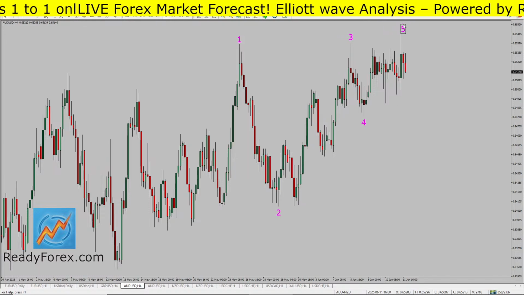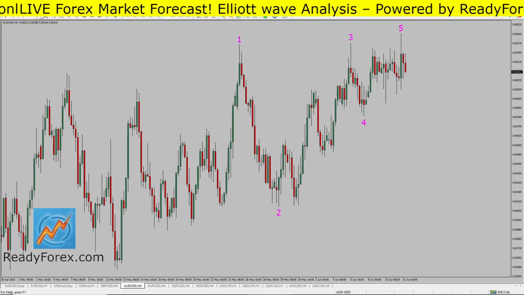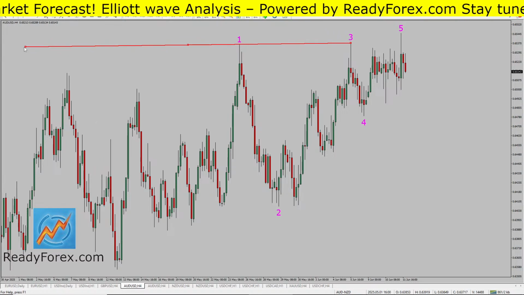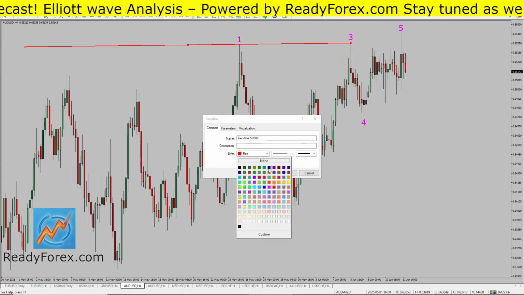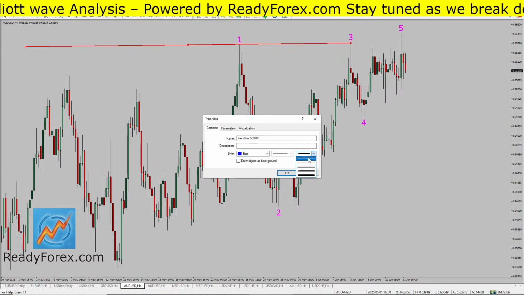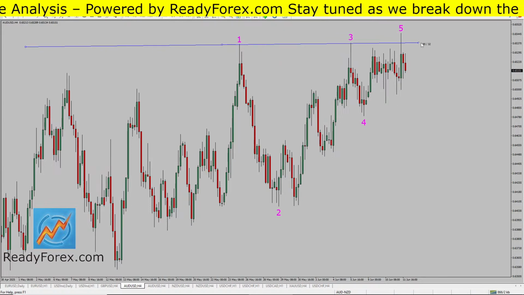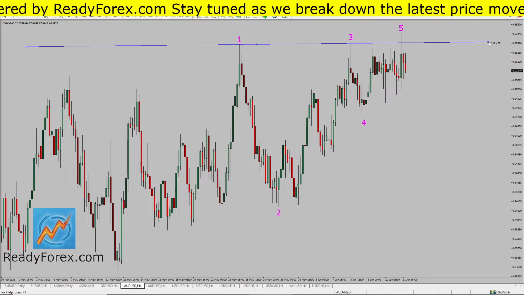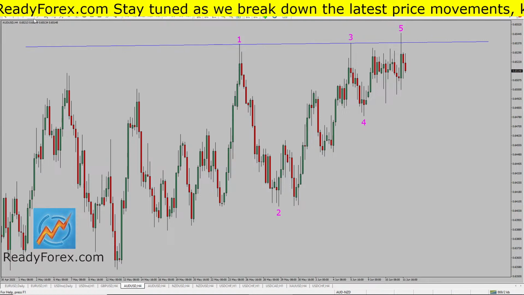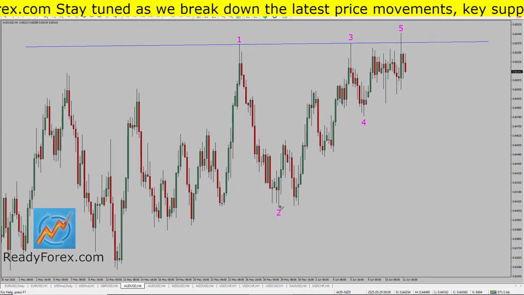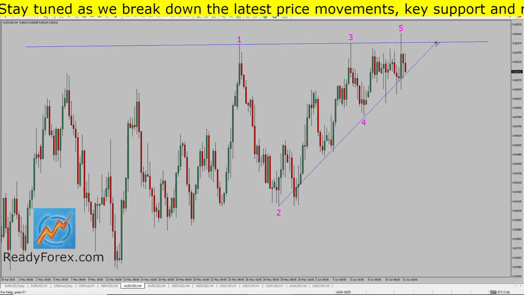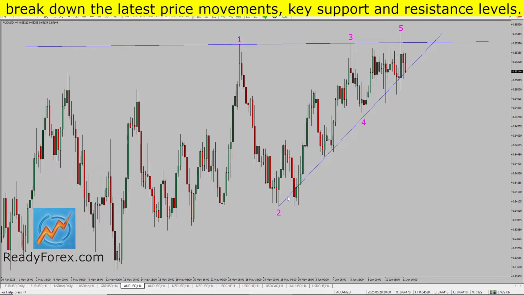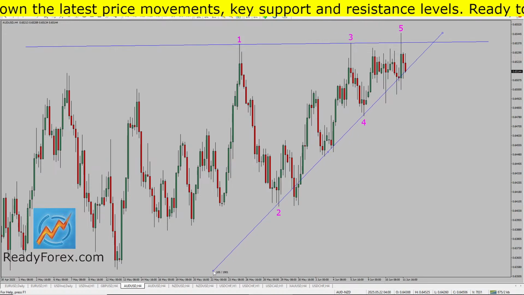Okay, now I'm going to draw some trend lines. Let me change the color to blue. Okay, so this is the upper trend line, and then we have this lower trend line over here. Let me extend these trend lines backwards as well.